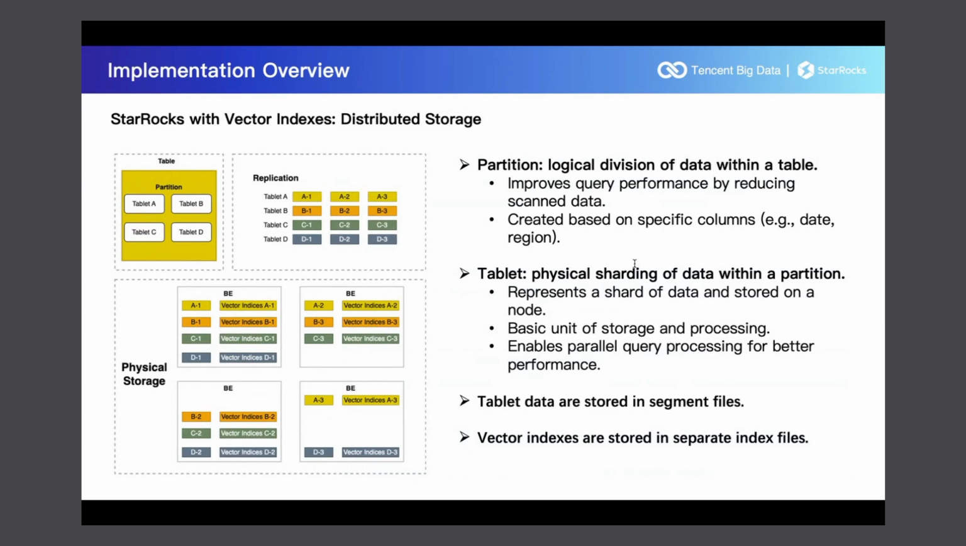This slide shows the distributed storage model of StarRocks. Within a single table, the data is logically divided into several partitions. Furthermore, each partition is further sharded into multiple tablets. Tablets serve as the basic units for distributed storage and processing. Each tablet has multiple replicas for high availability. As this figure shows, here each tablet has 4 replicas for high availability.